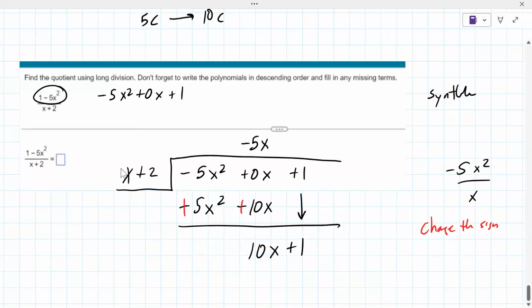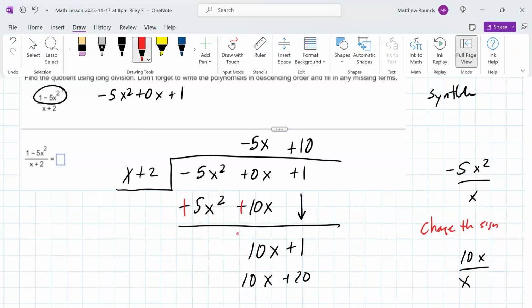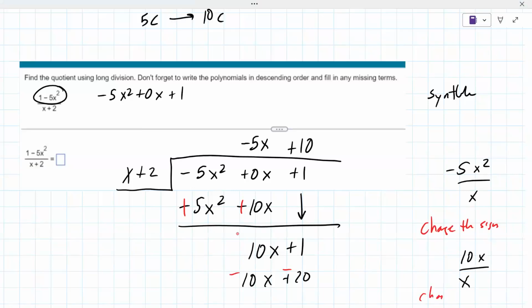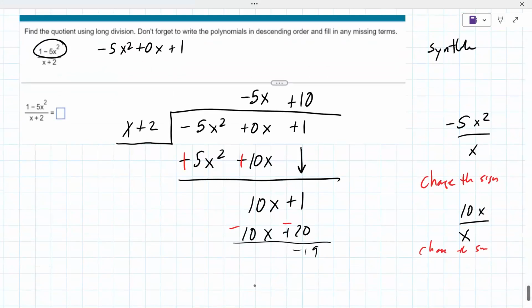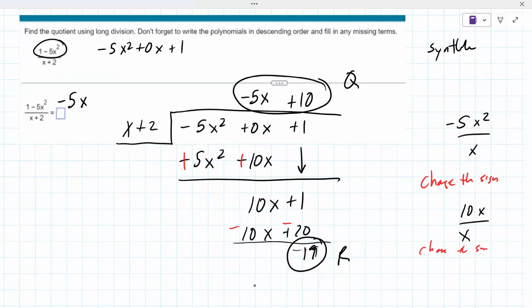And then you do the same thing. You figure out what do you multiply x by to get 10x. If you're really stuck, you take 10x and divide it by x to get 10. You take this 10 on the top and multiply it by each of these. You get 10x plus 20, and then you change the signs again. When you add that up, you get minus 19. Minus 19 is your remainder. That's not actually what you want. Your quotient is up here. That is what you want.